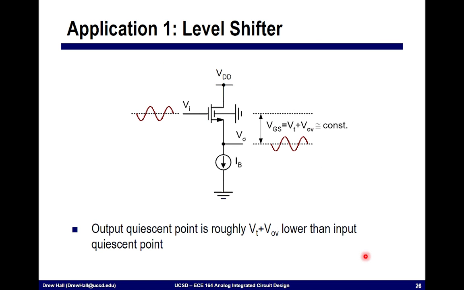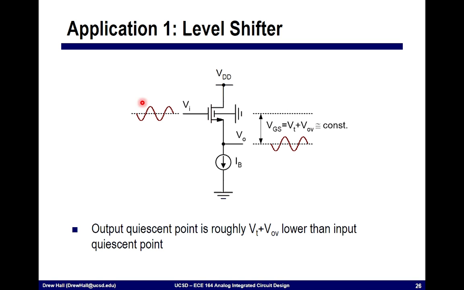So let's talk very quickly about a couple of applications that we would typically use these types of amplifiers for. The first one that's a very obvious one is a level shifter. I'm taking this common drain circuit, the bulk is connected to ground, I have some bias current IB that's biasing up this amplifier, and I apply some sinusoidal signal to the input. Essentially I know that my output, that is V out, is going to be VT plus VOV, or VGS, lower than this input voltage.